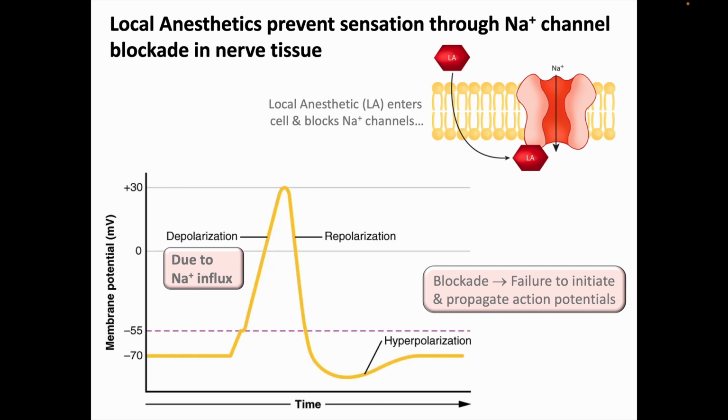In the upper right here we see that local anesthetic drugs diffuse into the cells and bind to sodium channels. And below we see a graph of a neuronal action potential. The initial rapid depolarization is due to sodium influx, but if the sodium channels are blocked, there will be a failure to initiate and to propagate action potentials. If the nerve that's blocked is a sensory nerve, that sensation is blocked and you get anesthesia in the area receiving input through that nerve.